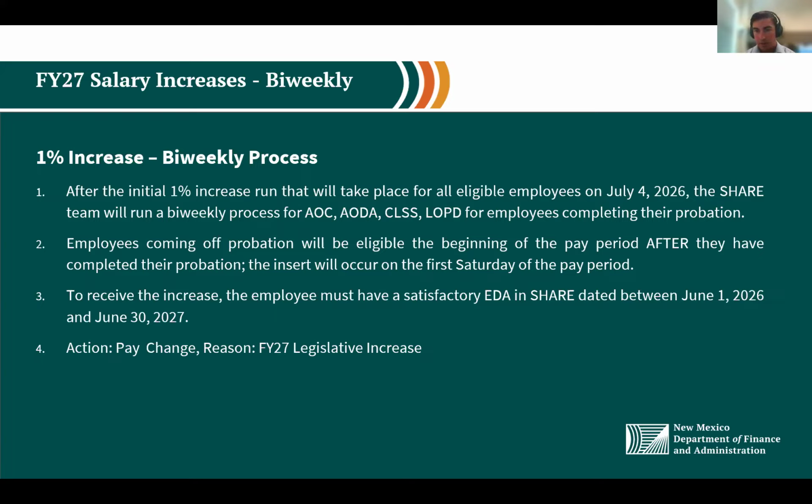And there is a little bit different logic for the EDAs. So for employees that are on probation, the EDAs need to be dated between June 1st, 2026 and June 30th, 2027. So slightly different time frame. And we do get quite a few questions on this. So just please try to keep that in the back of your mind. We have a different time frame for those probationary employees. And the action and reason we're going to be using for all employees, not just the probationary, you'll see is the pay change as the action and the FY27 legislative increase for the reason.